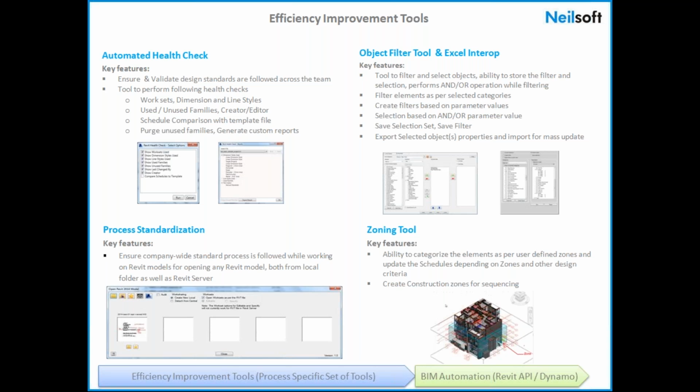Or on the right hand bottom position, you can see the zoning tool, which would help in creating your construction zones, further required for sequencing. So once these construction zones are created, these can then be attached to your 4D tasks, which is your construction task, and then for getting your construction or quantity estimations and for the cost estimations.